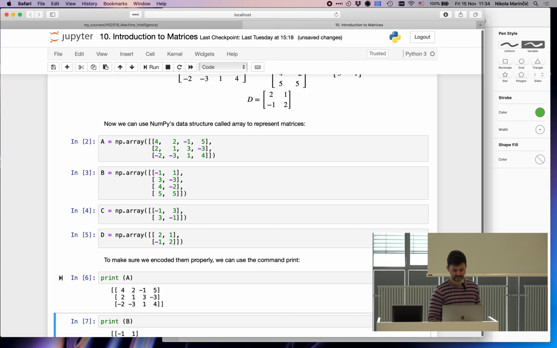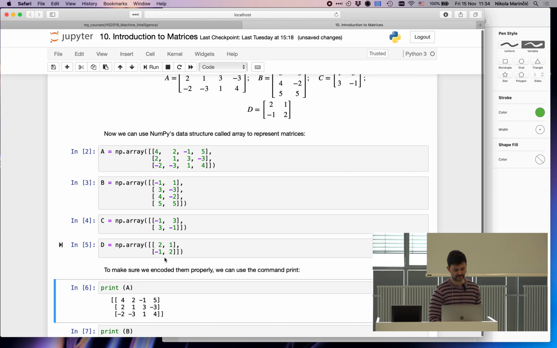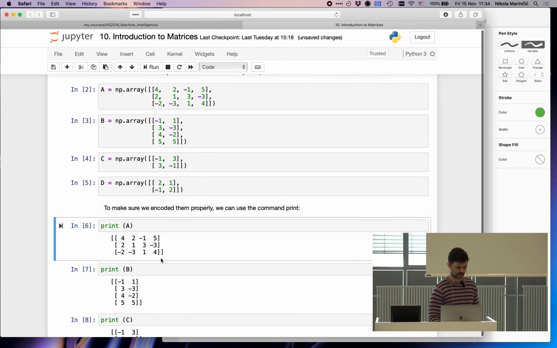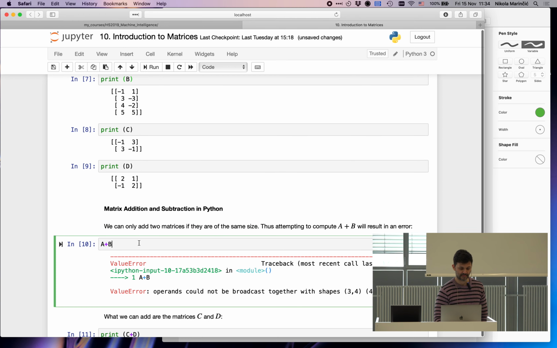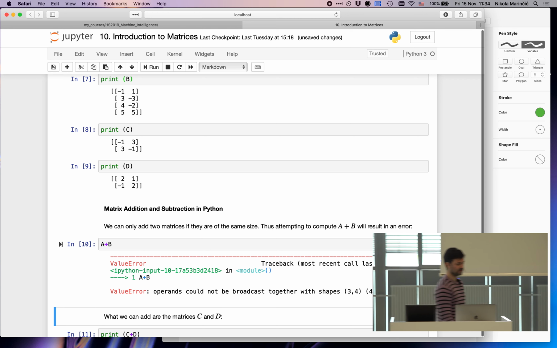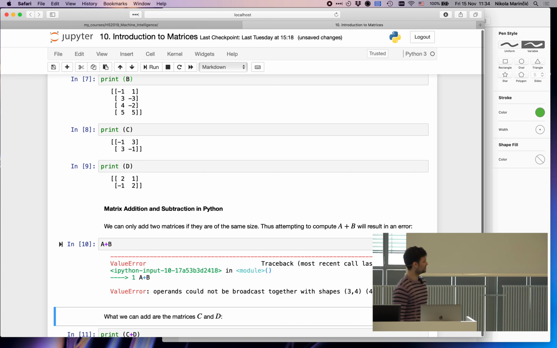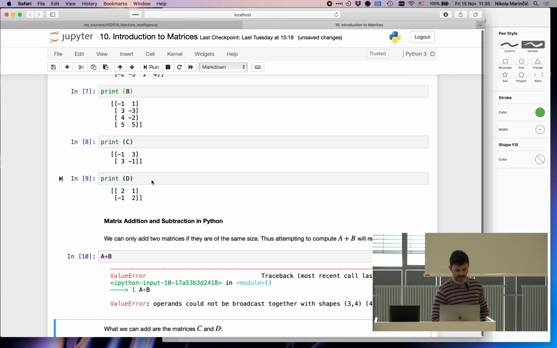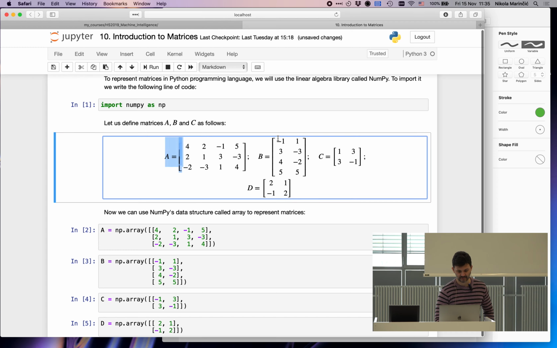Now I can say, okay, print A, just to make sure that I didn't make a mistake, and then the computer prints out this thing. You can see it's the same numbers, so it works. I'll print B, C and D to make sure I didn't make a mistake. Okay. Now I say, what is A plus B? And I ask the computer, and the computer crashes. It says operands could not be broadcast together with shapes (3,4) (4,2). So the computer is a little bit cryptic, but what this error really means is that I'm trying to add matrices which have different shapes. This one has 3 rows and 4 columns, this one has 4 rows and 2 columns, so they're simply incompatible.